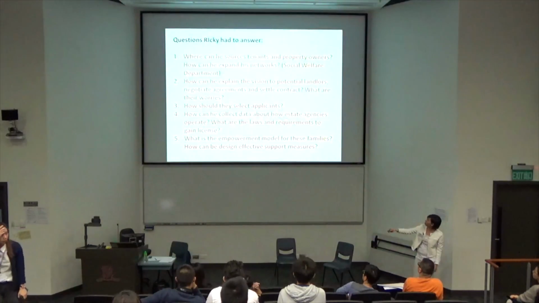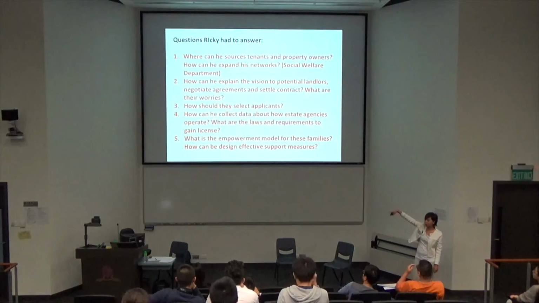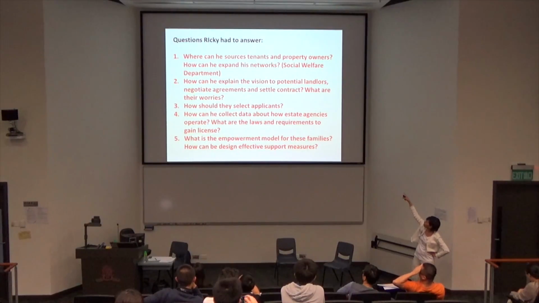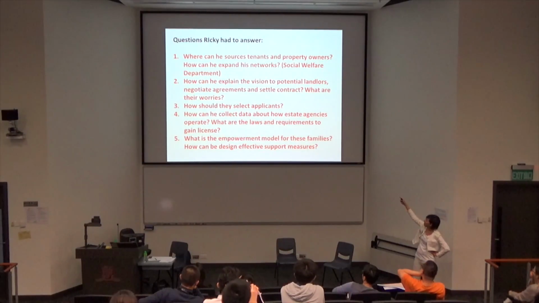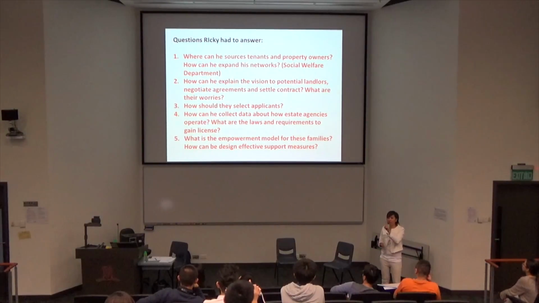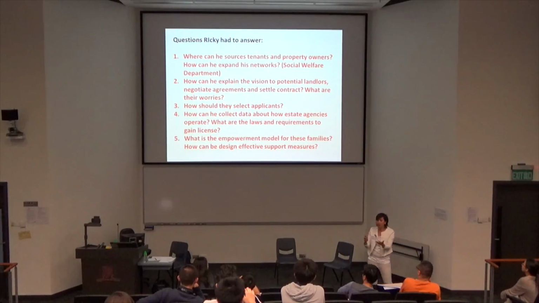But coming back to the model, Ricky had to answer a bunch of questions in order to achieve this innovation. He asked, where can he source these tenants and property owners? How can he expand his network? Back then, he had one friend, or 2 to 3 friends, who happened to have more than 3 sets of properties. And he persuaded them to try it out, to experiment with it.